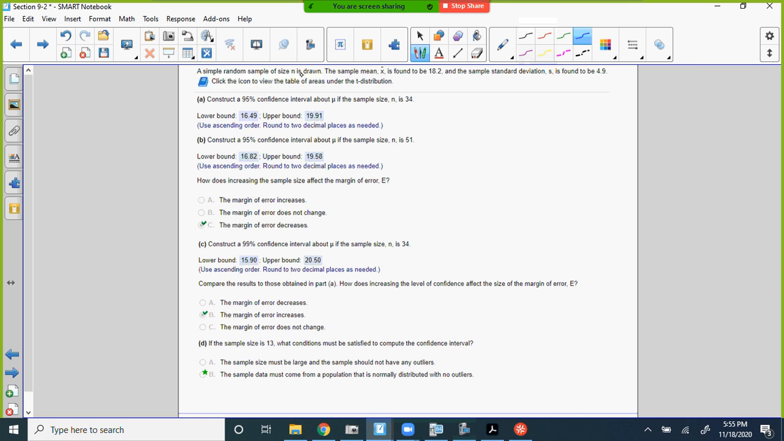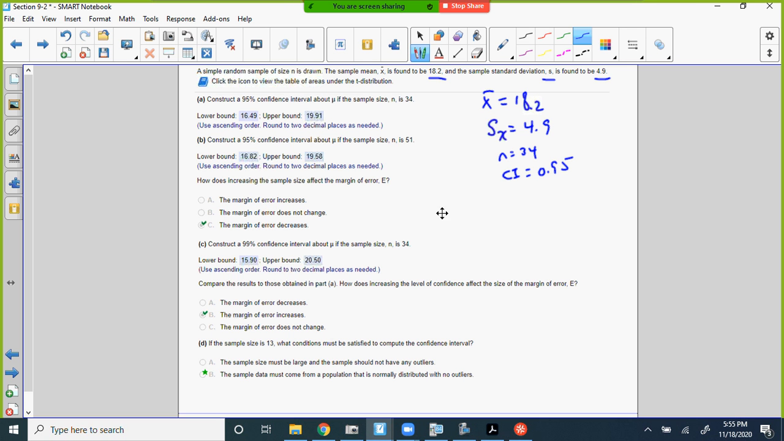So the sample size is n. The mean x is found to be 18.2, right? And the sample standard deviation S is found to be 4.9. Because they gave you the standard deviation of the sample, we're going to do a t-test, okay? Just keep that in mind. So x mean of the sample is 18.2, and S of x is 4.9. We want, okay, it said n is 34, and then we have a confidence interval of 0.95, right?